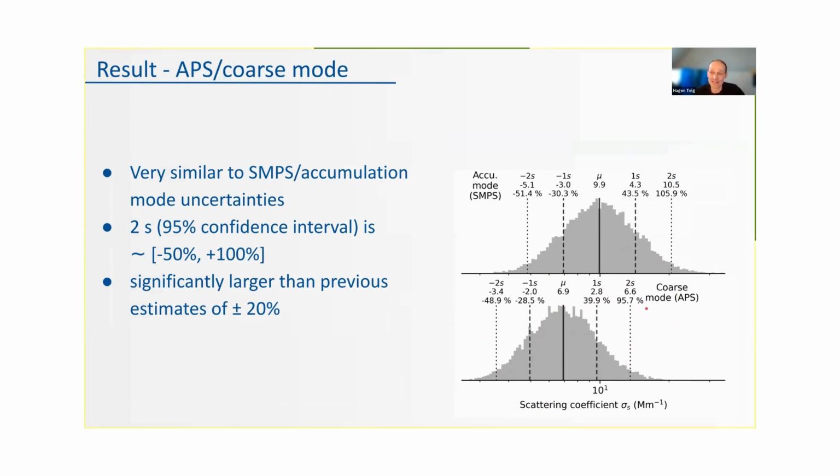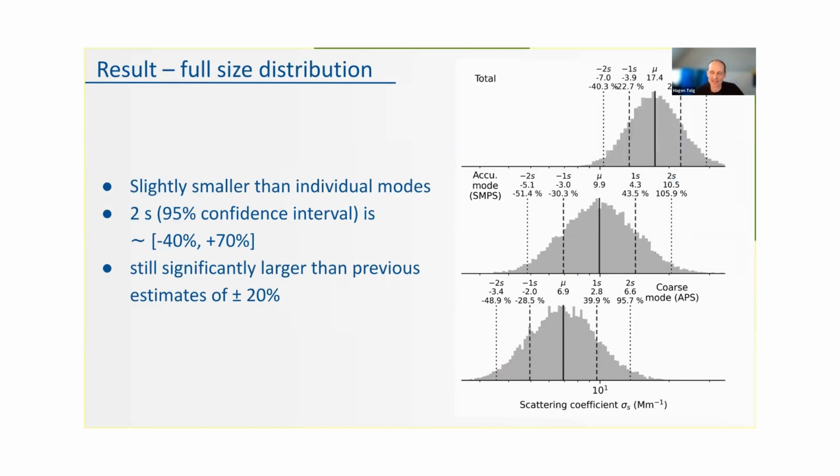And if we now add the two together to get our overall uncertainty, we expect a little bit smaller value because those are two independent parameters. And we still end up with minus 40 to plus 70% confidence interval, which is still significantly larger than the previous plus minus 20%.